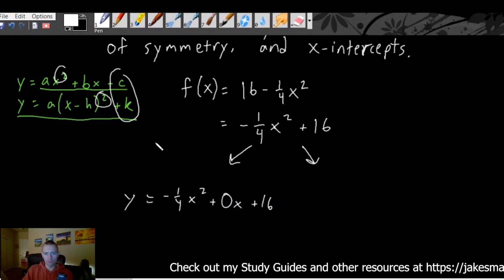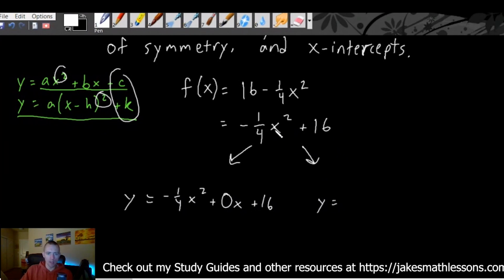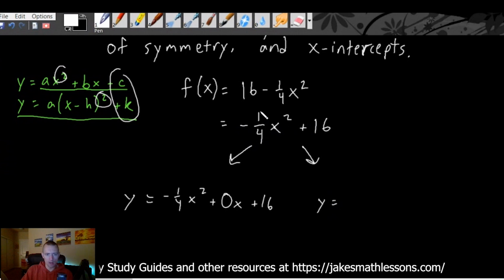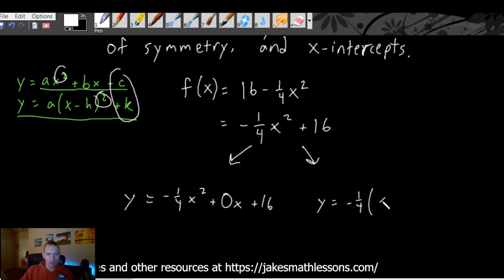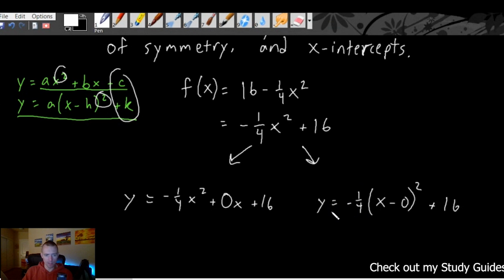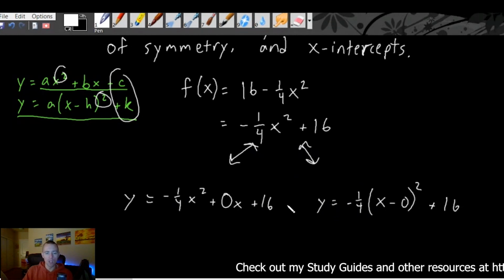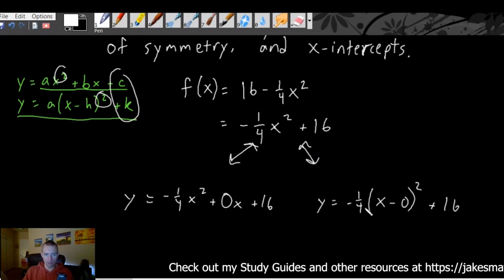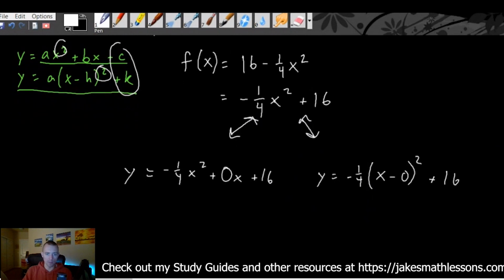Or we can write it in this form where we have a being -1/4, the x minus h being x minus 0 all squared, because x minus 0 squared is the same as x squared, and then plus 16 being our k value. So both of these equations, in these two different formats, are exactly the same. If we simplify them, they both simplify back to what we had in the last step. So we can proceed from either one of these two spots.